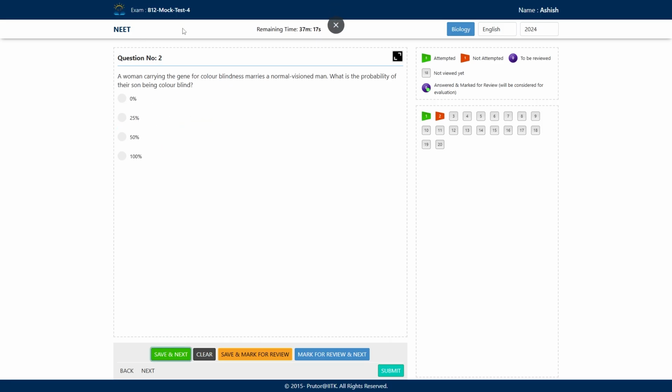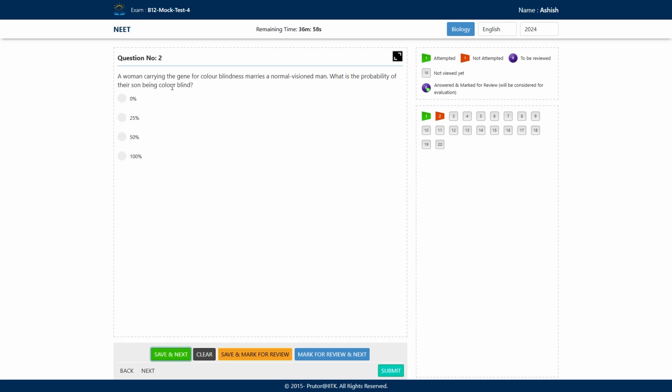Now next question is, a woman carrying a gene for color blindness. The woman is a carrier here. Okay, she is unaffected but she is a carrier. She is marrying a normal visioned man. What is the probability that their son will be colorblind?